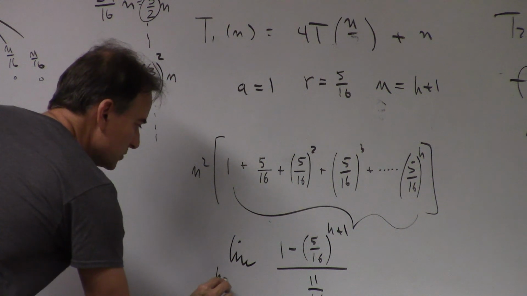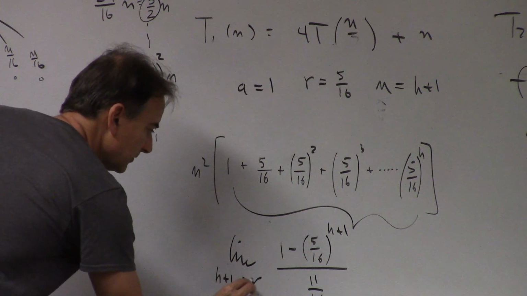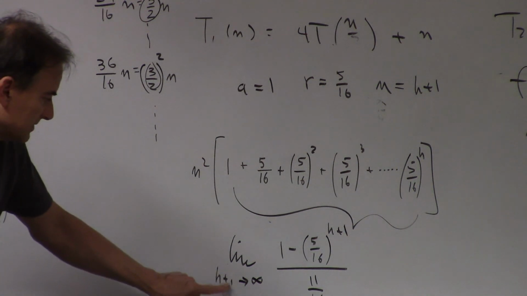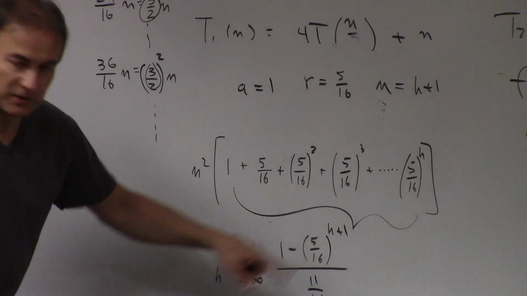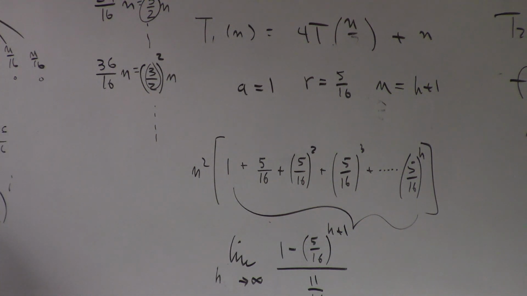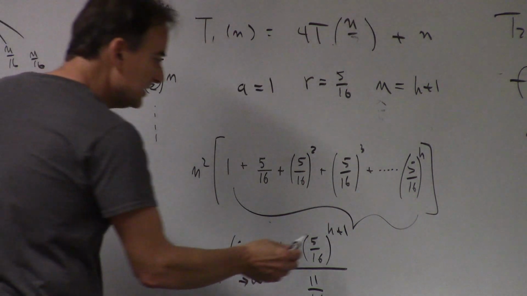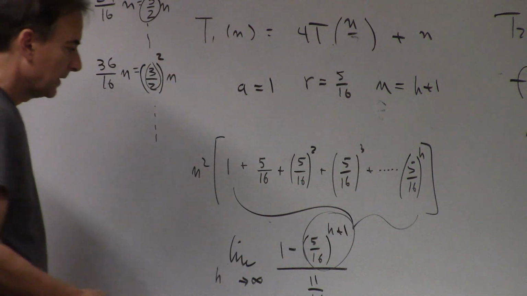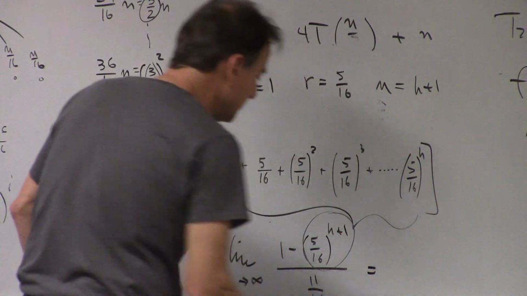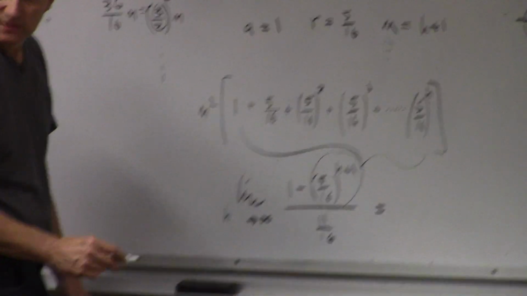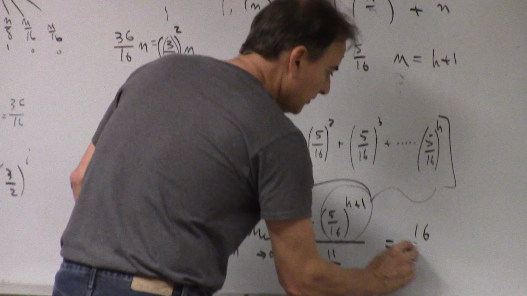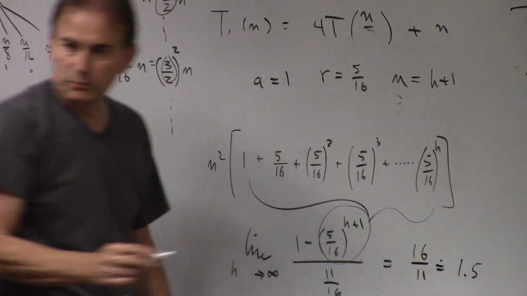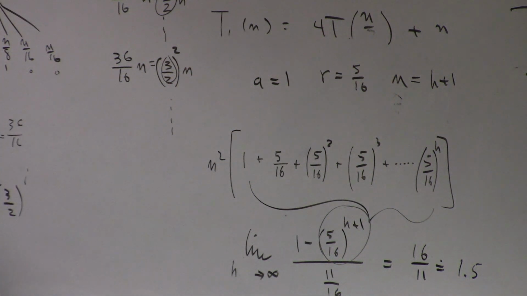So, in fact, if we take the limit as h plus 1 approaches infinity, which is the same thing as h approaching infinity, because if h approaches infinity, then h plus 1 is also approaching infinity, then this piece right here will go to 0. And therefore, our limit will simply be equal to 16 over 11, which is approximately 1.5 or so. Let's call it 1.5.